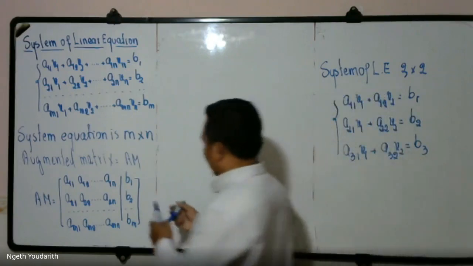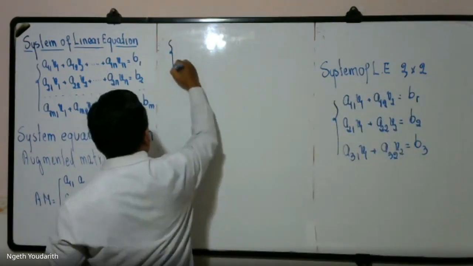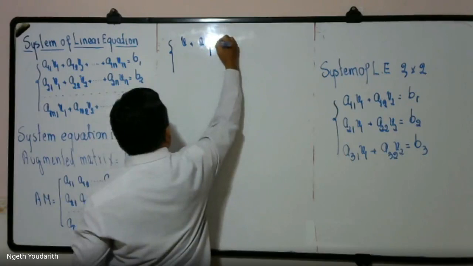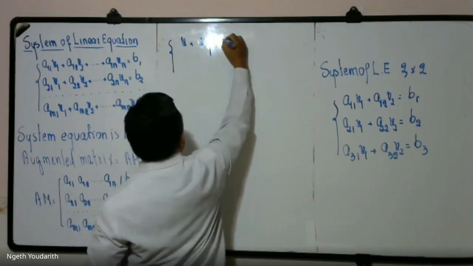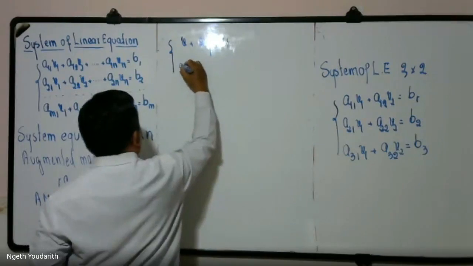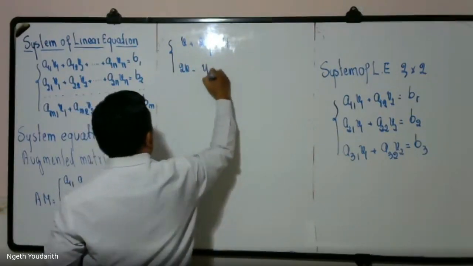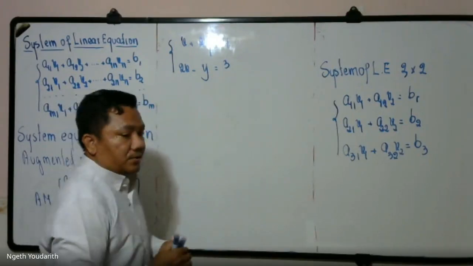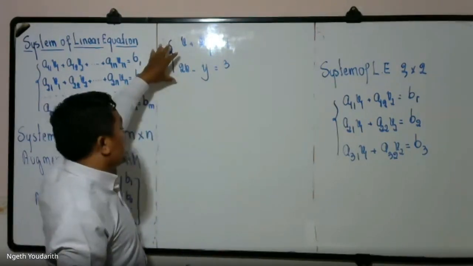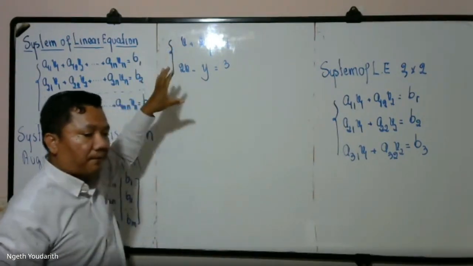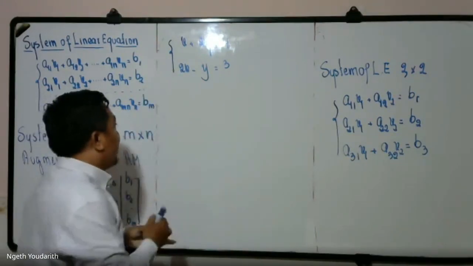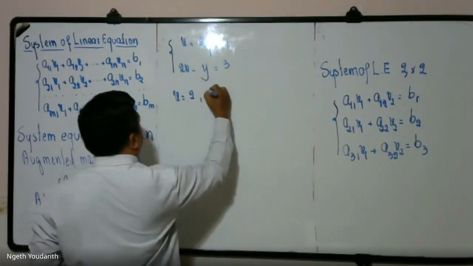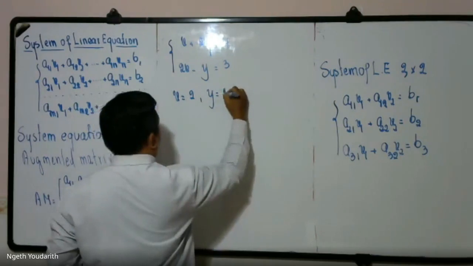For example, take this equation: x plus 2y equals 4, and I write 2x minus y equals 3. So this system of linear equations has one solution if we get x equals 2 and y equals 1.